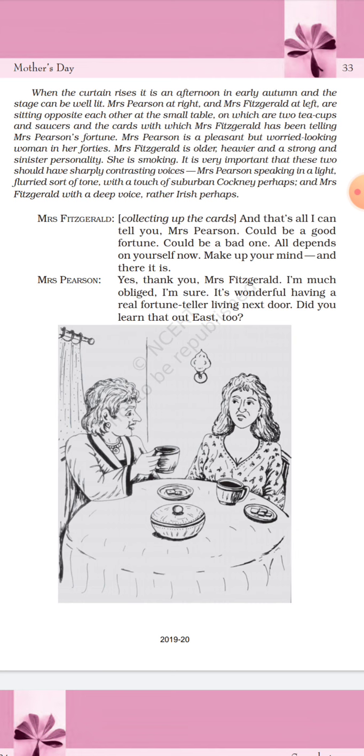So now they both are sitting and talking. Mrs. Pearson must have discussed her family with Mrs. Fitzgerald, and now she is telling her about this.